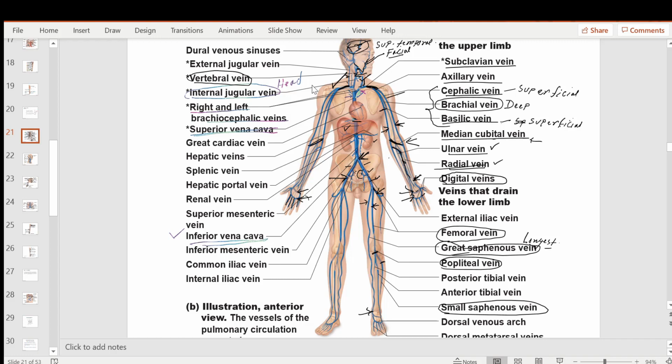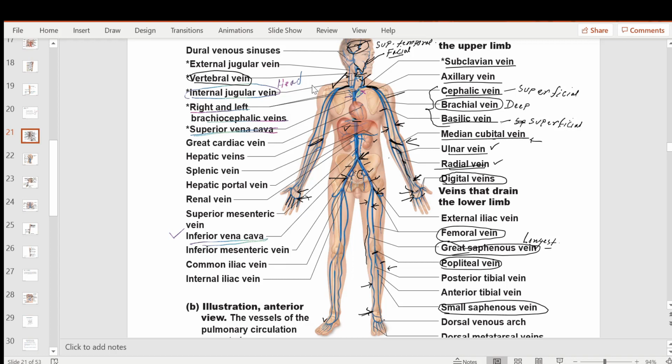fibular vein. So in your leg you have a number of veins, right? You have the small saphenous, you have the anterior and posterior tibial, you have the fibular vein, as well as the great saphenous. You see, the great saphenous also goes all the way down to the foot, I told you. So the lower part of the great saphenous is also in the leg.